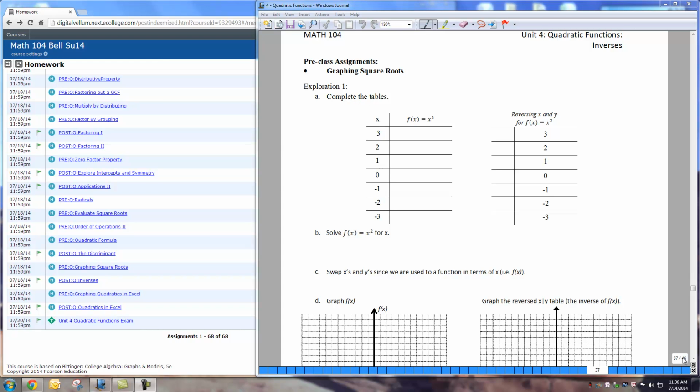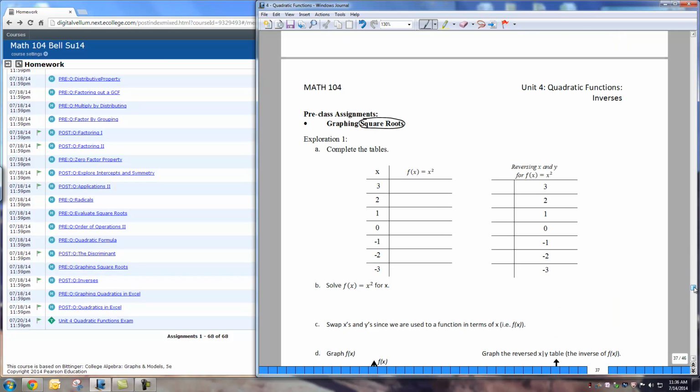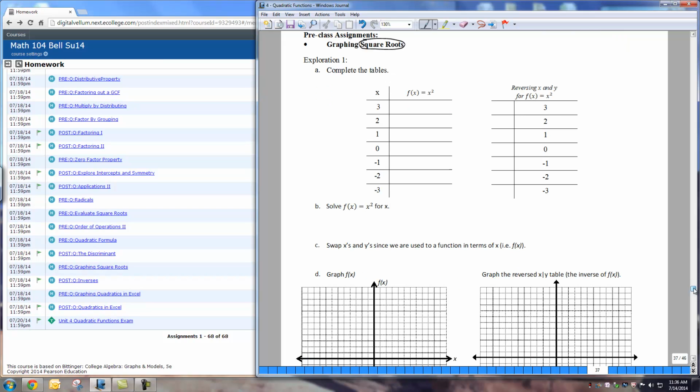Hello everyone. This video will be the final video for Unit 4, quadratic functions, and it deals with the inverses of quadratic functions. The inverse of a quadratic function is what's called a square root. So what we're going to do is graph square roots. First, notice the table here.